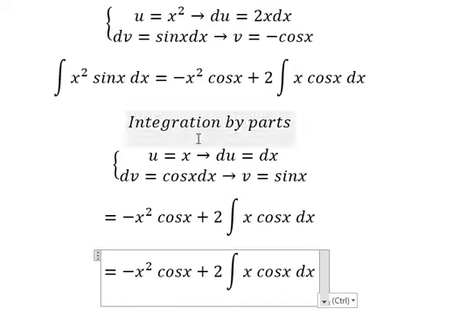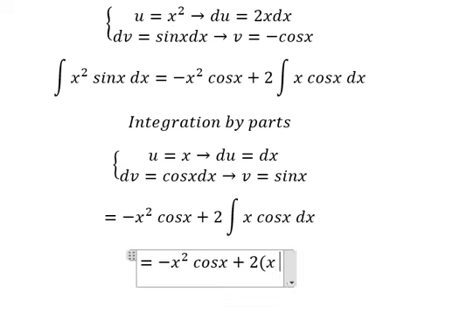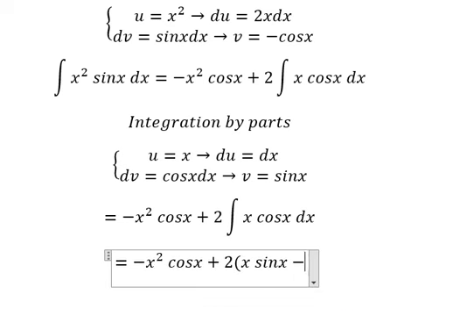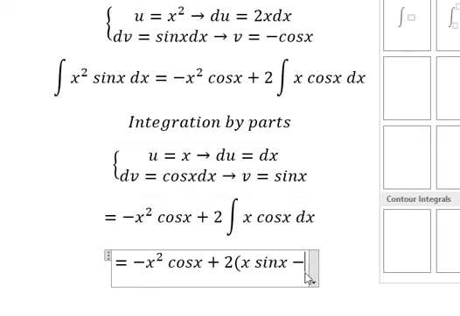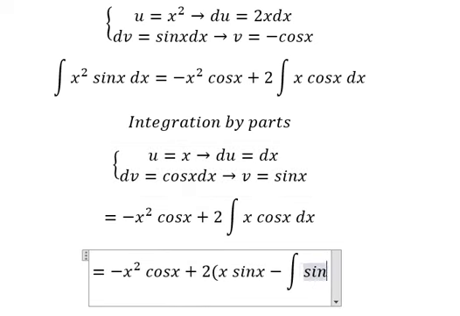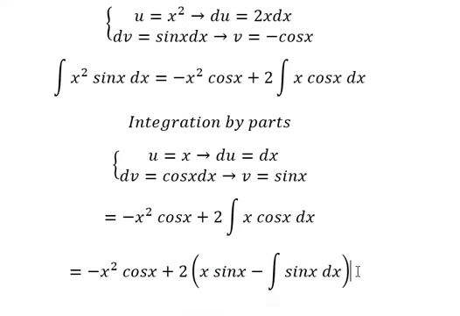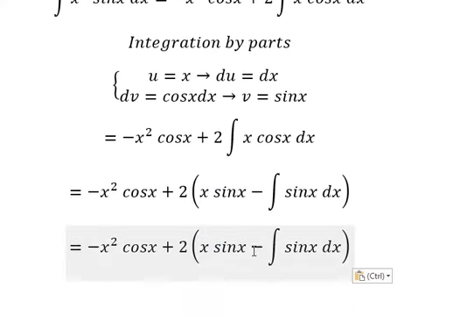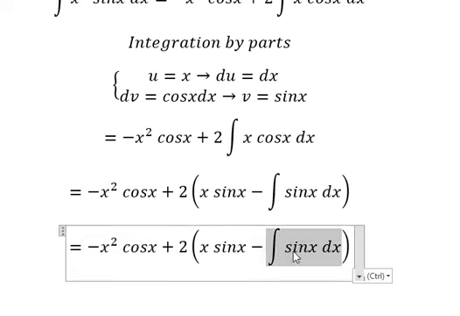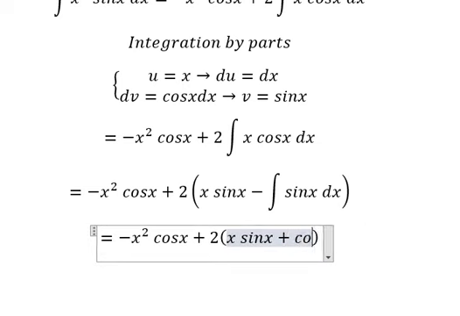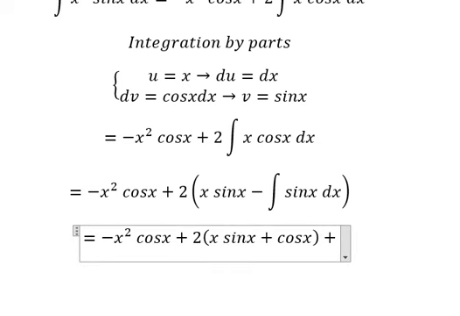So we have u multiplied by v minus the integral of v du. So we have the integration of sin s ds. So the integration of negative sin s, we have positive cosine s, and I will put plus C.